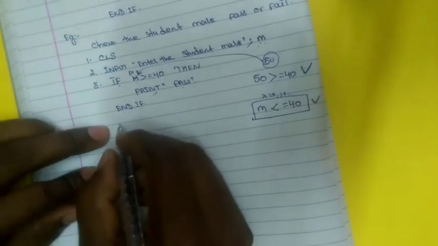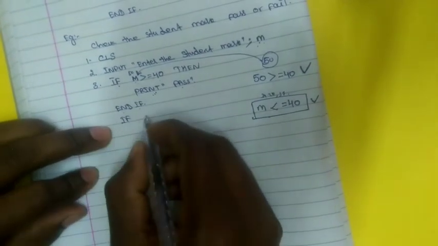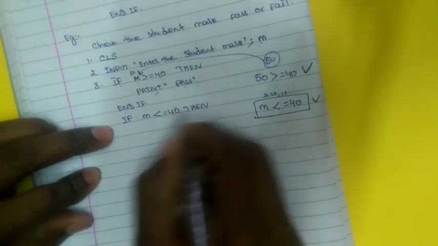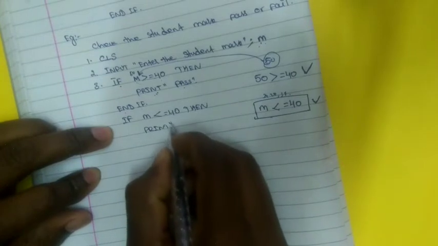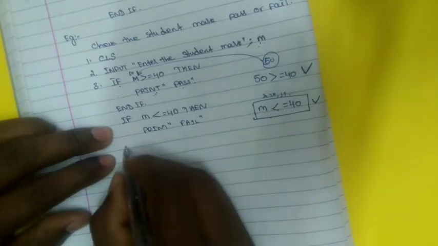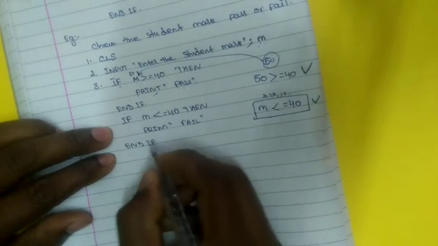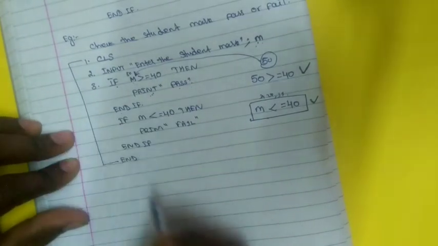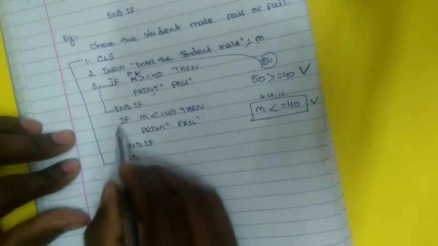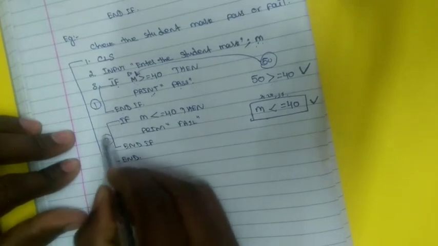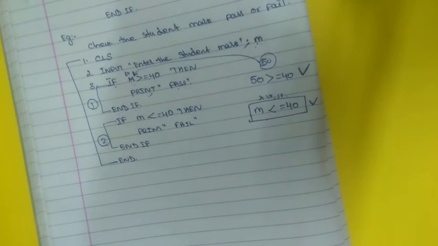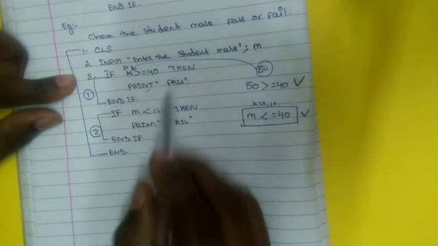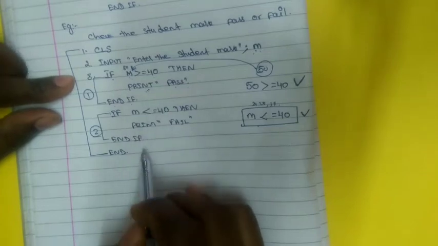So again I write if m less than 40 then print fail. Again end if. Finally end. This end is for clear screen, this end if is for the first if, and this is for the second if. Here two if then statements are used to check the student mark, either pass or fail.